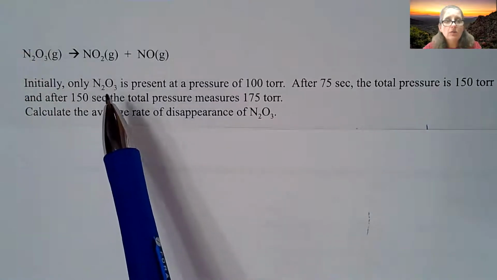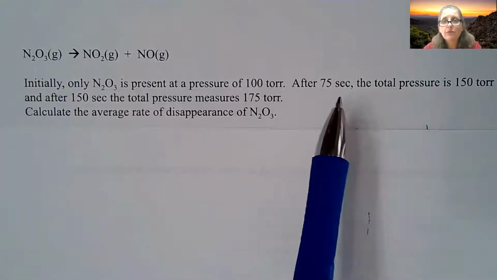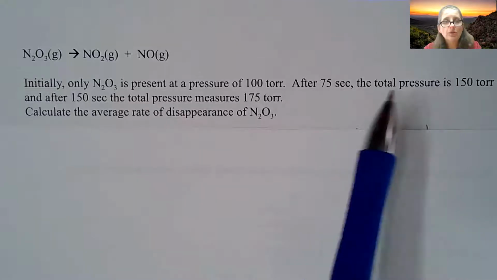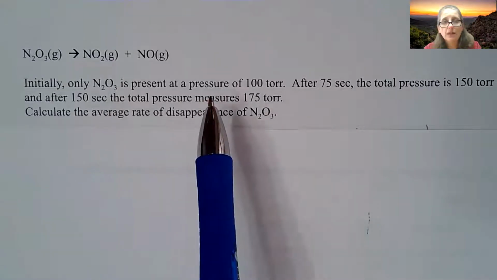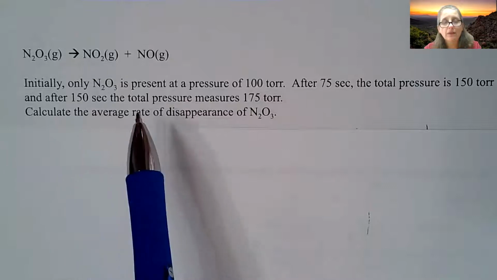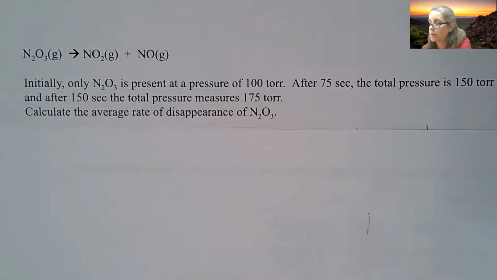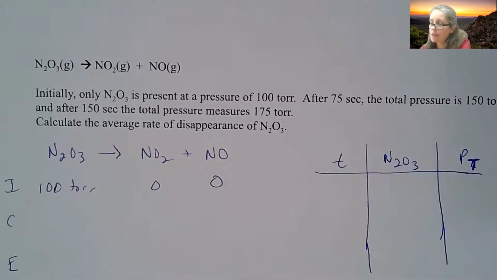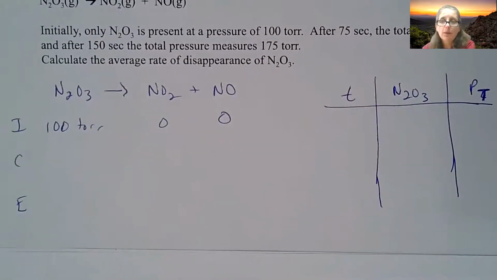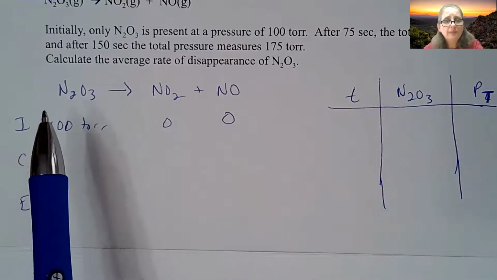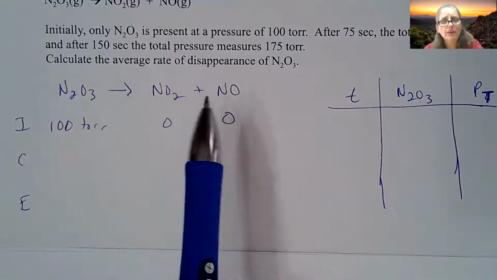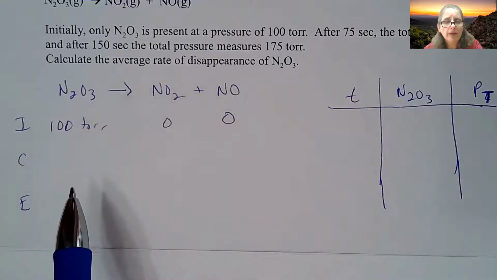So I have an initial concentration of my reactant. After 75 seconds, I have a total pressure of 150. After 150 seconds, I have a total pressure of 175. Calculate the rate of disappearance of N2O3. So I've already written some of this down, so you might want to pause the video here for a second. I just rewrote the equation just so I have something to write underneath it.